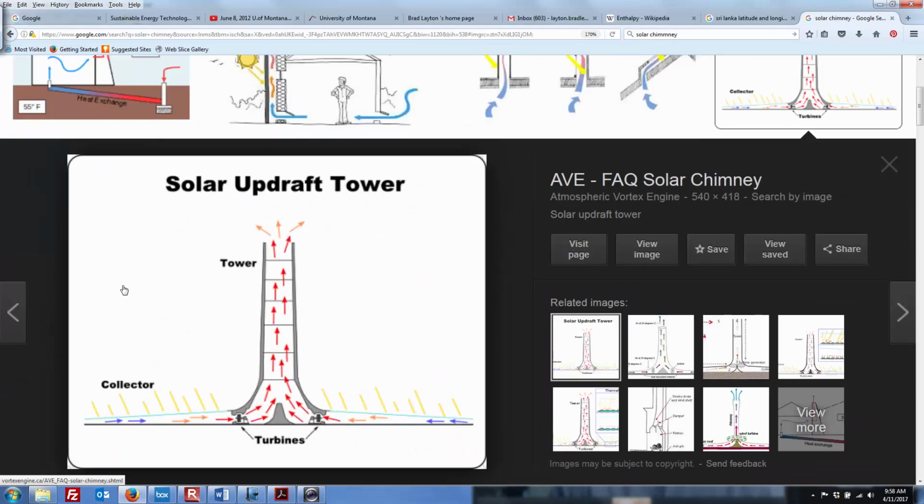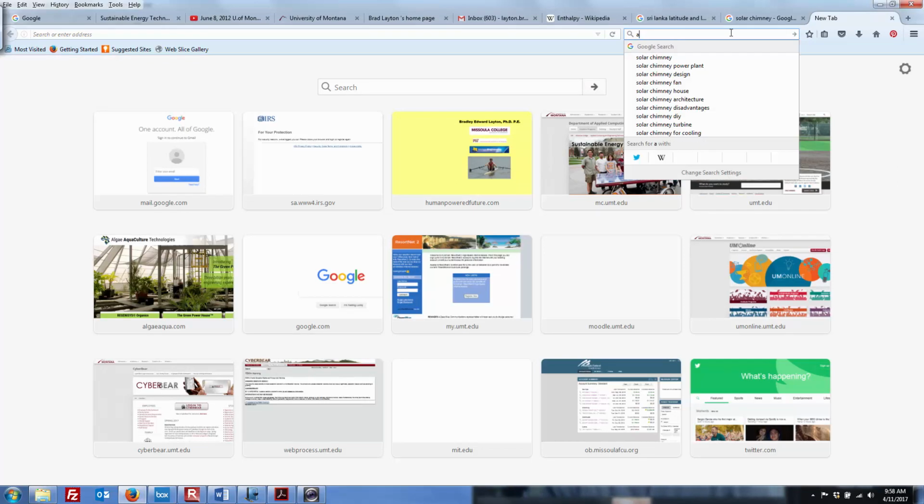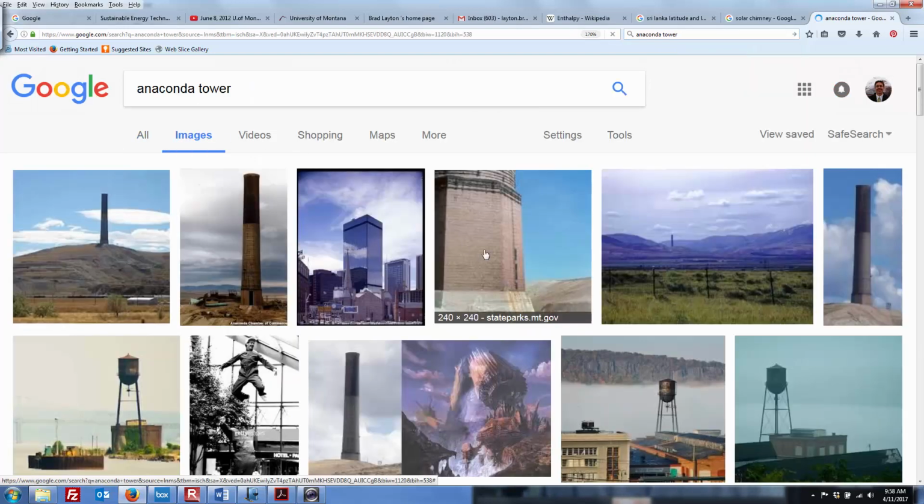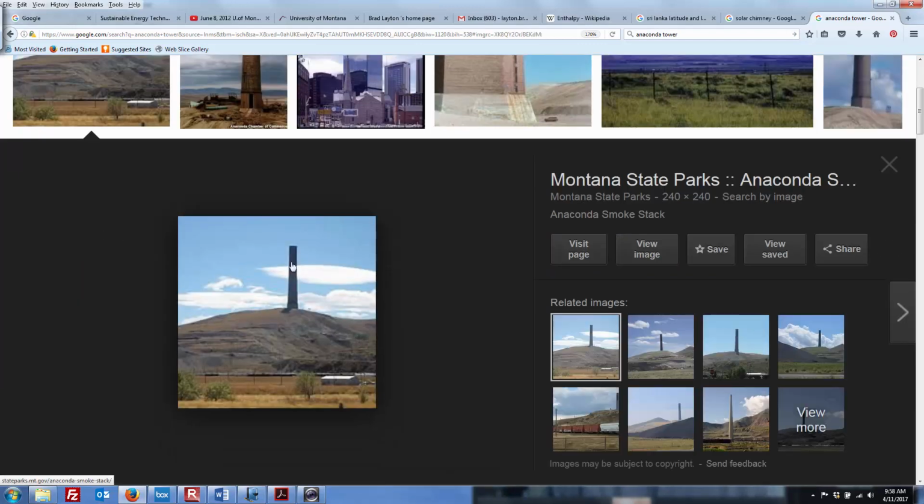This is cool. So the sunlight comes in, warms the air, and from here is electricity, and then it comes out. My idea: there's this neat place in Montana, and I think we could turn this old stack into a solar chimney. Pretty cool. There's also solar.